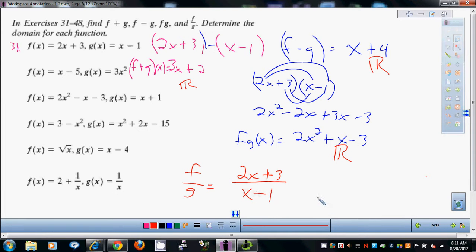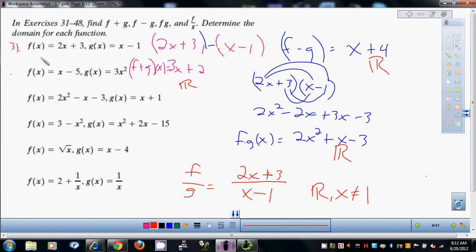F divided by g. What is it? What's the problem? X can't be what? 1. So all reals except x cannot be 1. Normally f divided by g will be your big problem. Unless, of course, one of your little baby functions you're doing it all with has a problem. Then usually they all do. But we'll look at that too.